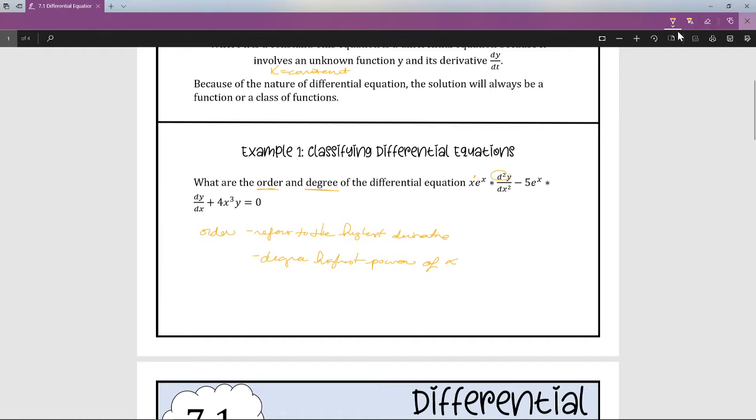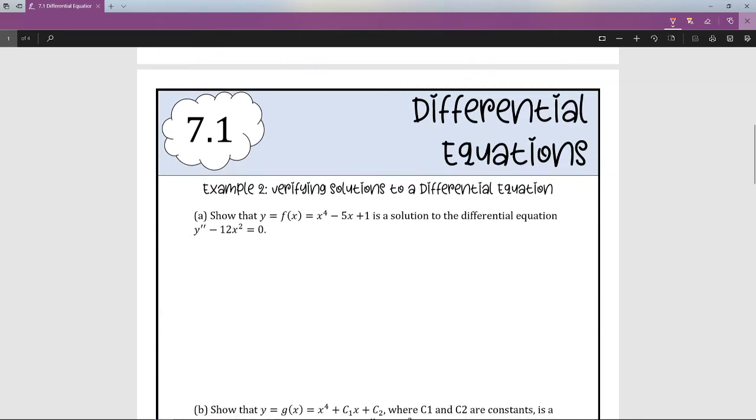And I'll change the color. So this, we would say, is a second order differential equation with a first degree polynomial. So you would just say it's second order first degree. And so that's pretty easy, just classifying the function.